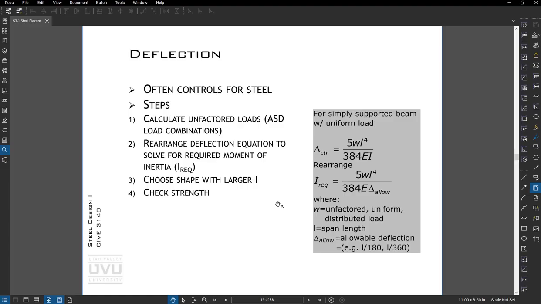Okay, deflection often controls for steel design. So rather than starting with strength, it's helpful to start with deflection. So for sizing, you can start with a deflection equation, rearrange, and solve for the moment of inertia required. And that may be your best place to start when sizing a beam.